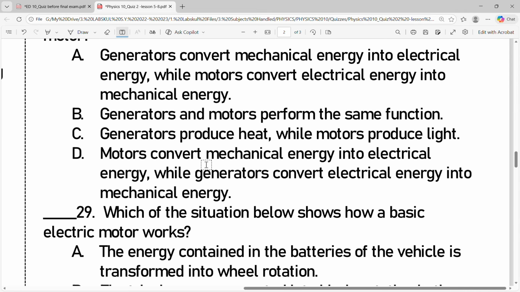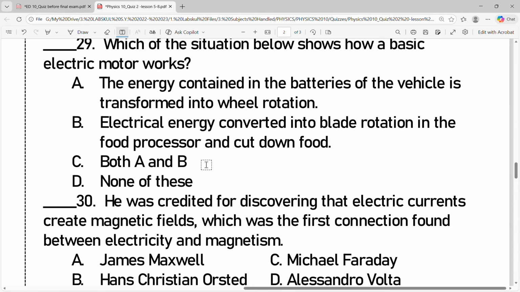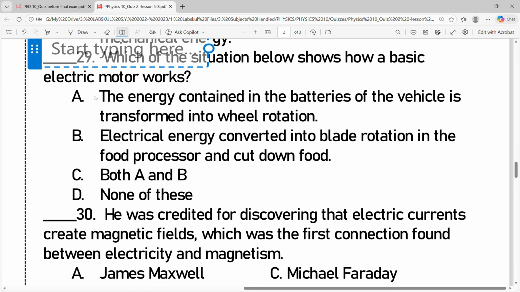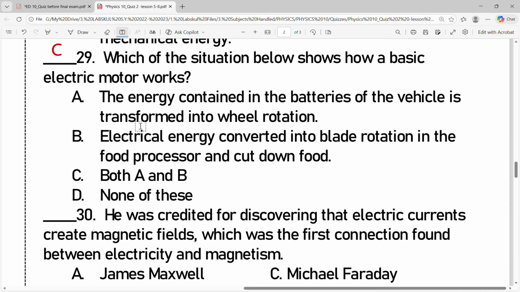Number 29. Which of the situation below shows how a basic electric motor works? Well, let's see. An energy contained in a battery of a vehicle is transformed into wheel rotation. Correct. Electrical energy to mechanical energy. Letter B. Electrical energy converted into blade rotation in the food processor to cut down food. That is also correct. Choice letter C is both A and B. Choice letter D is none of this. So, of course, the best answer here is letter C.